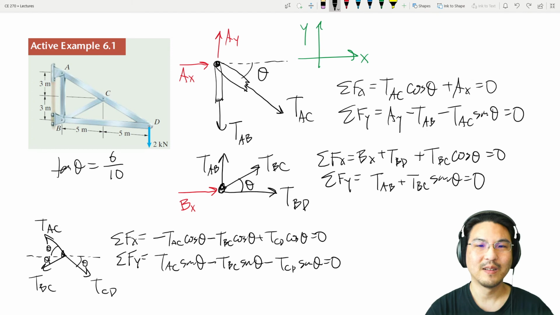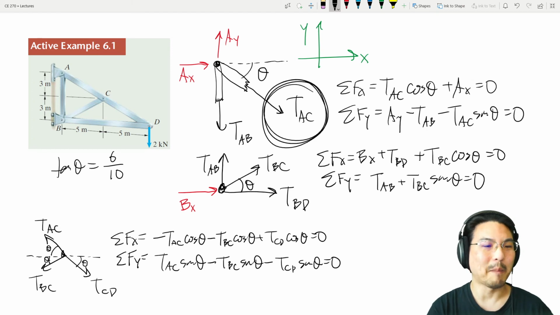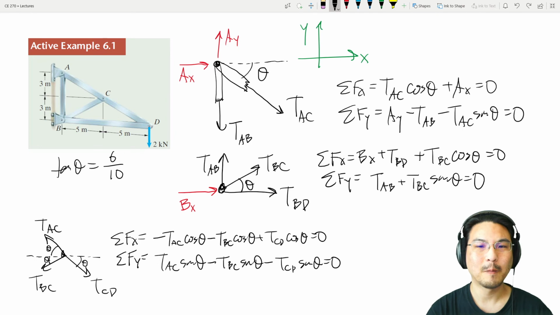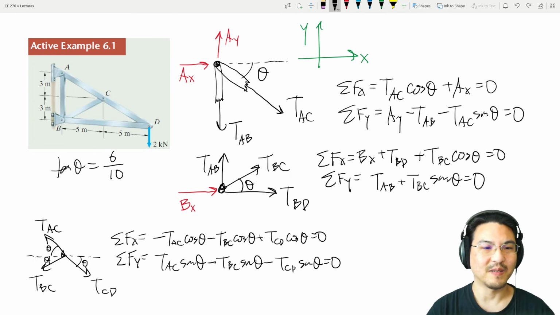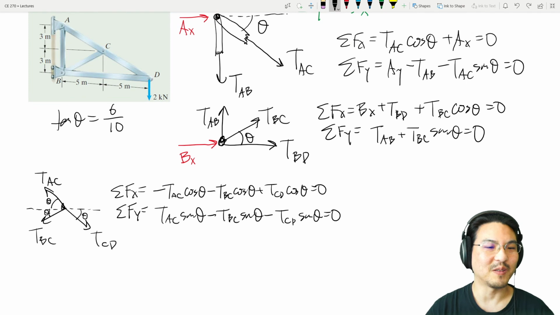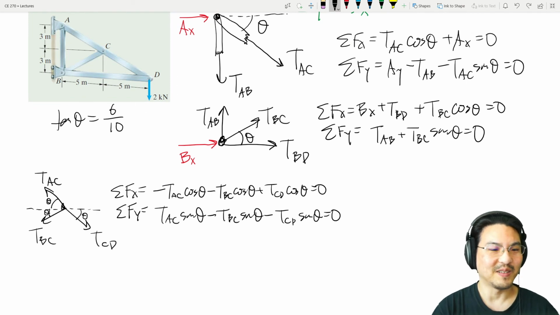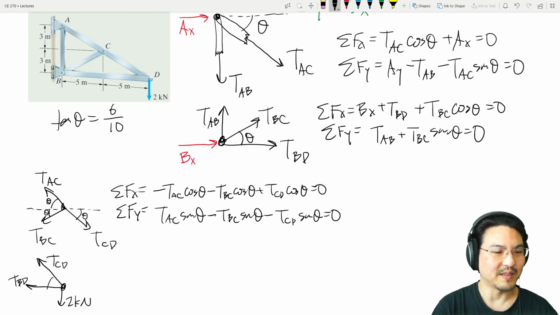Note that this T_AC is the same magnitude as this T_AC. This T_BC is the same magnitude as this T_BC. Okay, so now we need to move on to the next joint, joint D. So you see, here's joint D, free body diagram looks like this. 2 kilonewton load here. This is between joints C and D. This one is between joints B and D. And this angle is arctangent of 3 over 5.